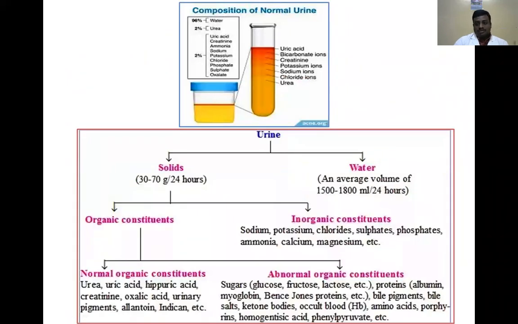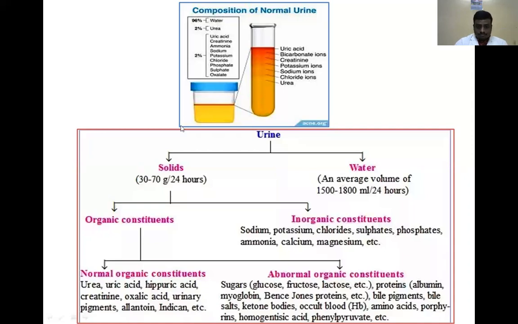So after filtration, those substances finally enter into the urine. Okay. So what is urine composition? Normally, it contains 98% water. Only 4% are solids: urea, uric acid, creatinine, sodium, potassium, chloride, glucose. These are all the substances. Okay.